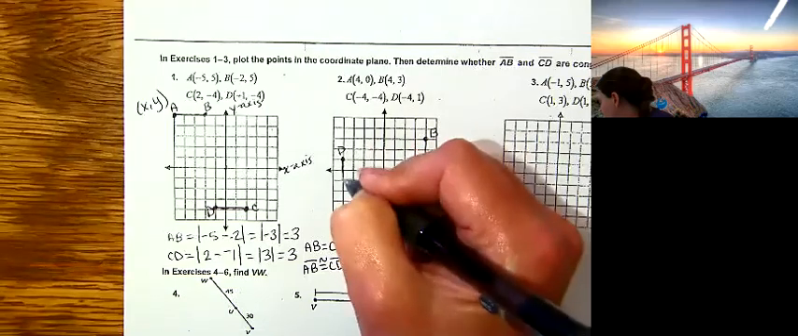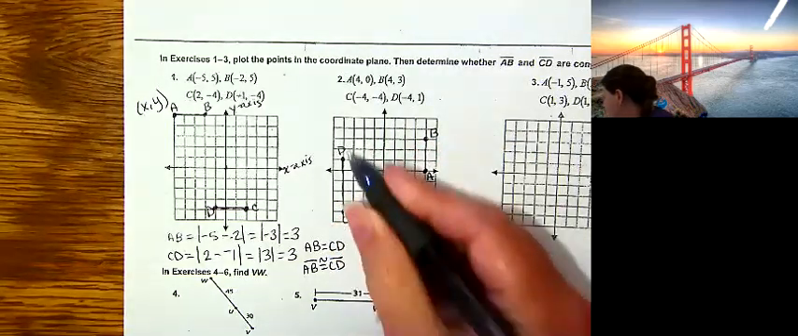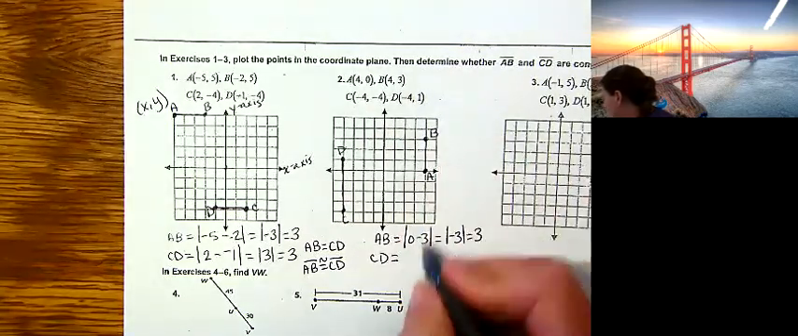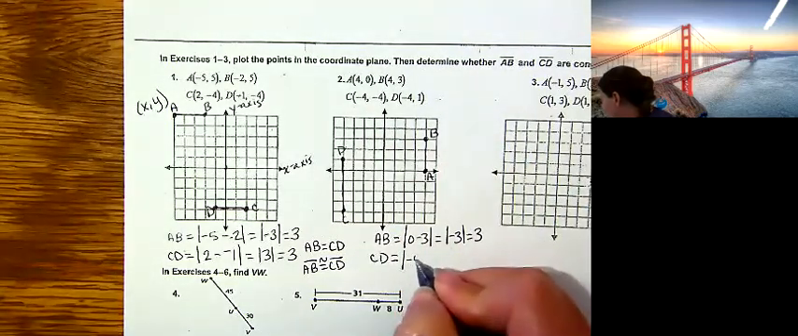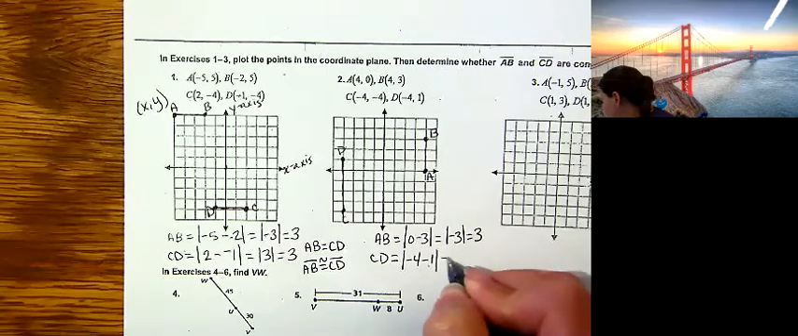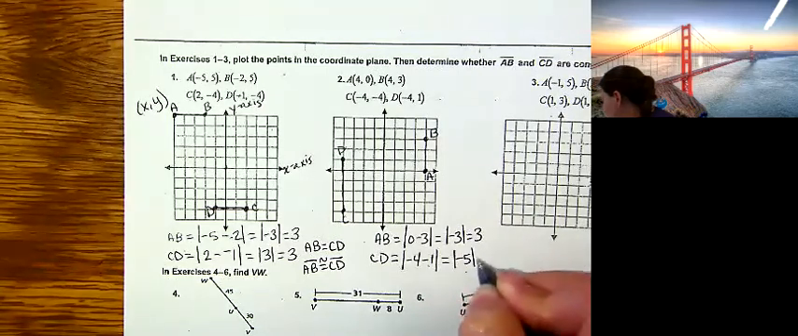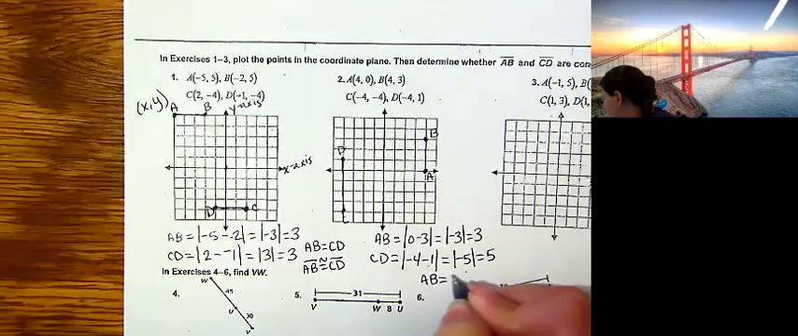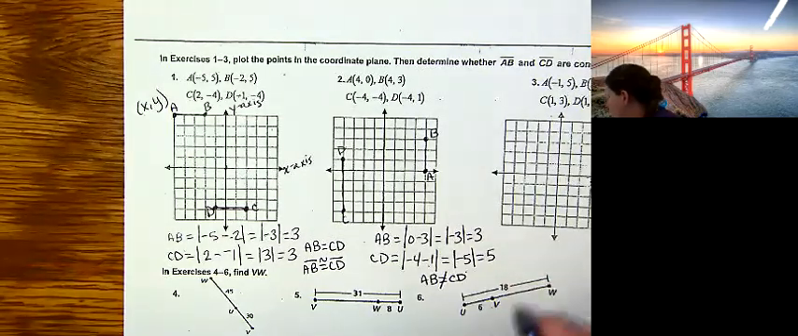Even just by looking at those, but to prove it, we need to find the length of it. So here again, I'm going to find the difference of my y values. -4 minus 1 is the absolute value of -5, which is 5. So the length of AB is not equal to the length of CD, so they are also not congruent.